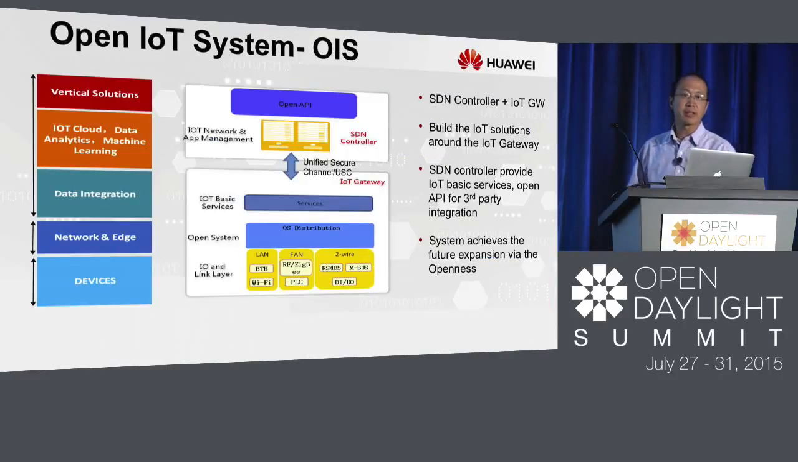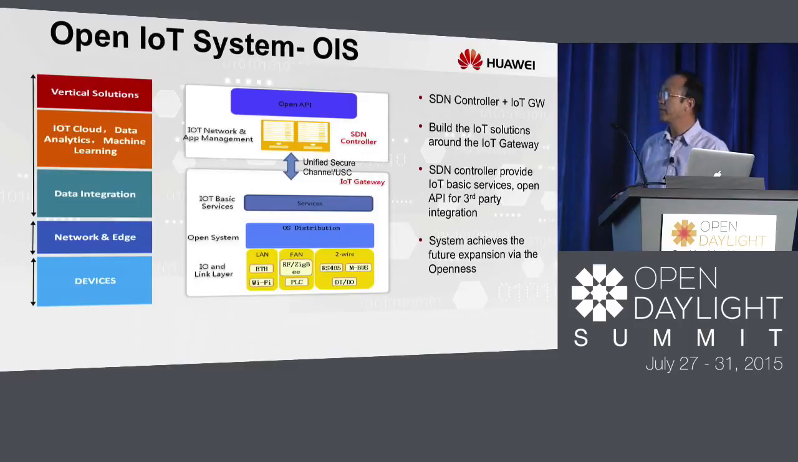So based on this logic, in Huawei, we propose this open IoT system called OIS. On the left is a typical simplified IoT stack, including devices, network gear, and edge devices for the network and data integration. On top of that stack, we have IoT cloud service, data analytics, and machine learning services. And built on those services, companies can build vertical solutions.